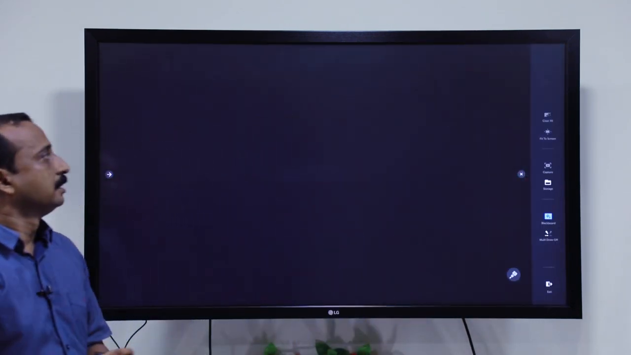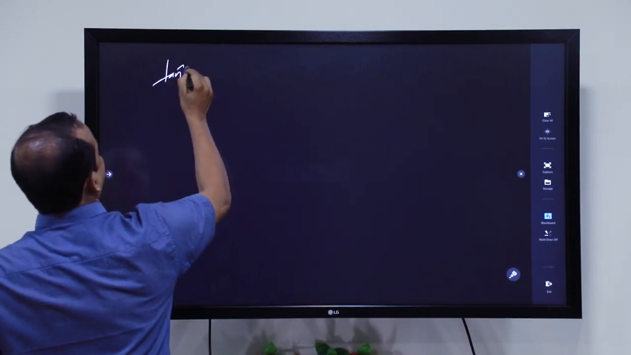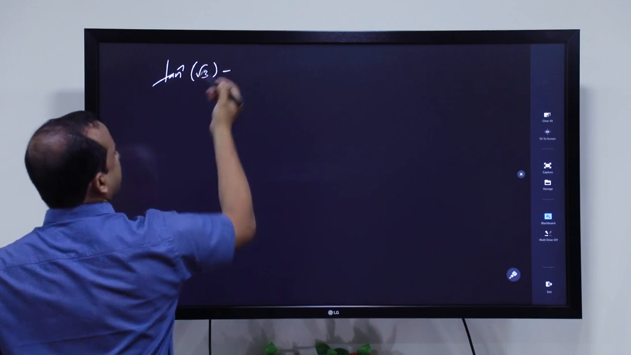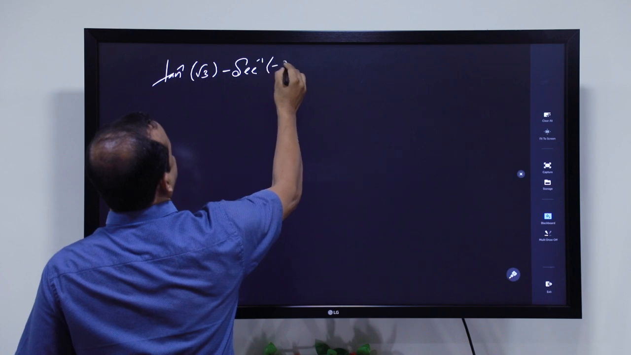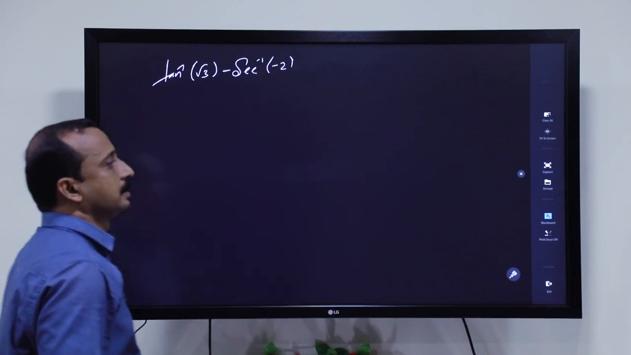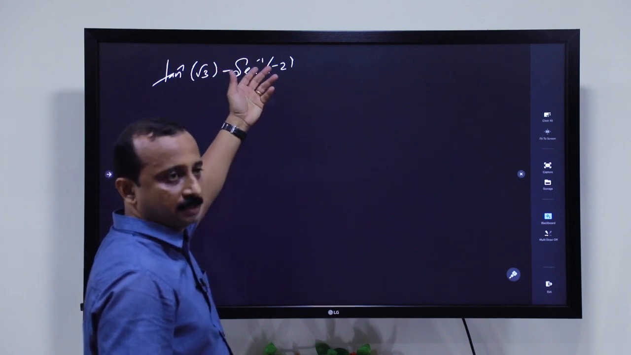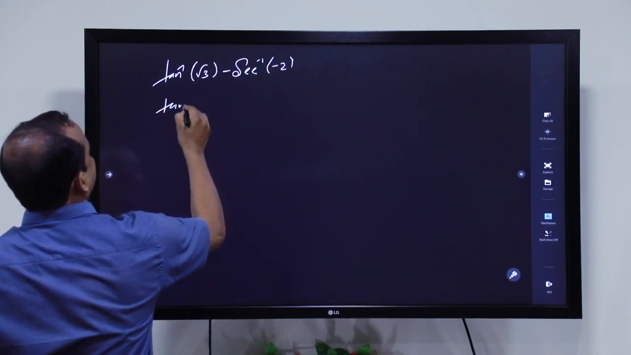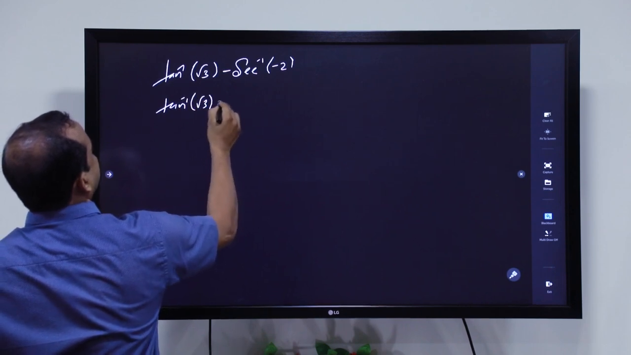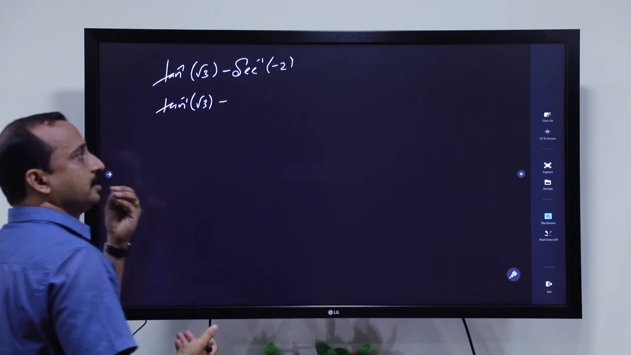Now discuss some extra questions. Find the value of tan inverse root 3 minus sec inverse minus 2. Using sec inverse 2, you can find it easily. First of all, convert sec inverse to cos inverse, since we clearly know the values of cos.